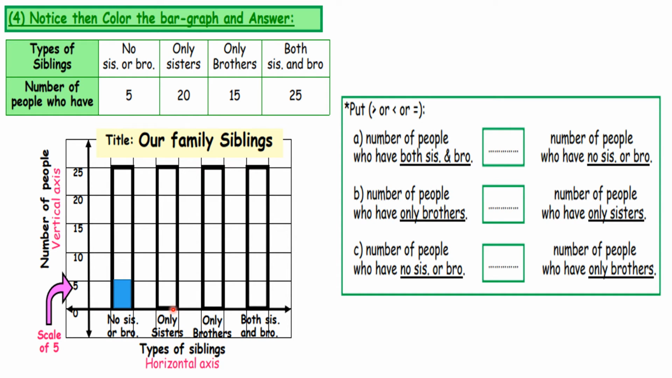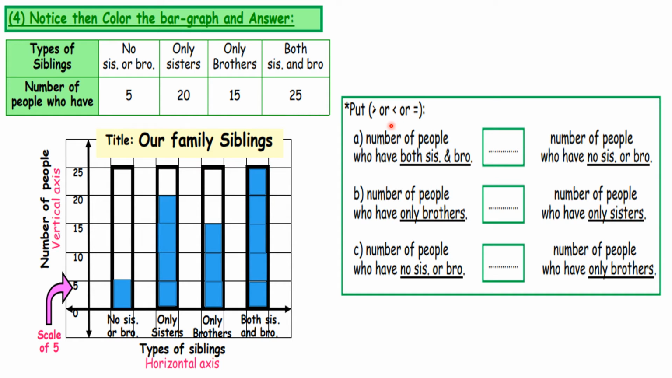And the number of people who have only sisters, they are 20, so I will color to reach number 20, so I will color 1, 2, 3, 4 bars. The number of people who have only brothers, they are 15, so I will color to reach number 15, 1, 2, 3 bars. Here, the number of people who have both brothers and sisters, they are 25, so I will color to reach number 25. I will color 1, 2, 3, 4, 5 bars. Remember that the number of the bar is written at the top of the bar.